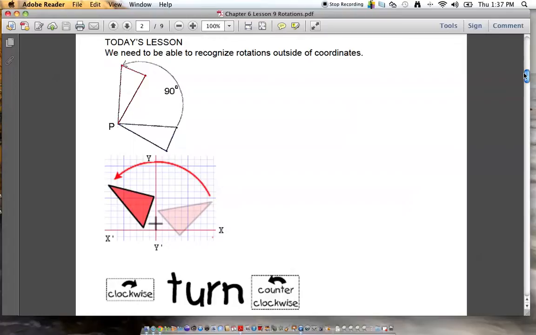All right, so what do you think the word rotate means? Go ahead. Move how? In clockwise or counterclockwise? Yeah, that's a good way to say it. You can either move clockwise or counterclockwise. Moving as in turning, all right, spinning.